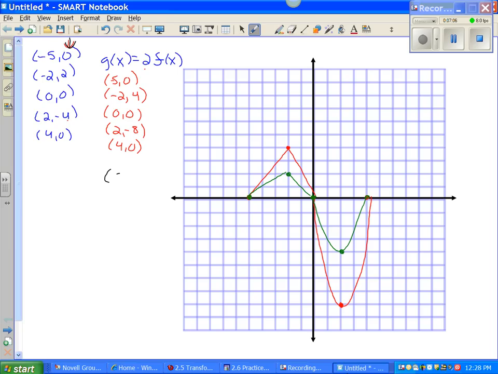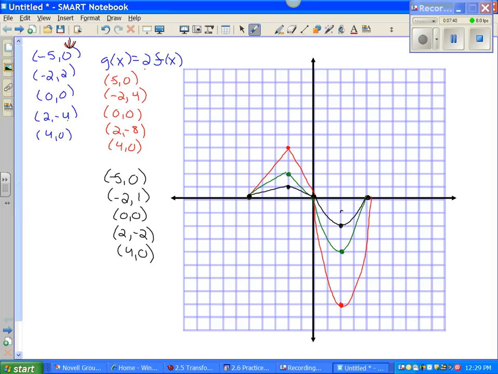My new points are negative 5, 0, negative 2, 2 times 1/2 is 1, 0, 0, negative 4 times 1/2 is negative 2, and 4, 0. So negative 5, 0, negative 2, 1, 0, 0, 2, negative 2, and 4, 0.